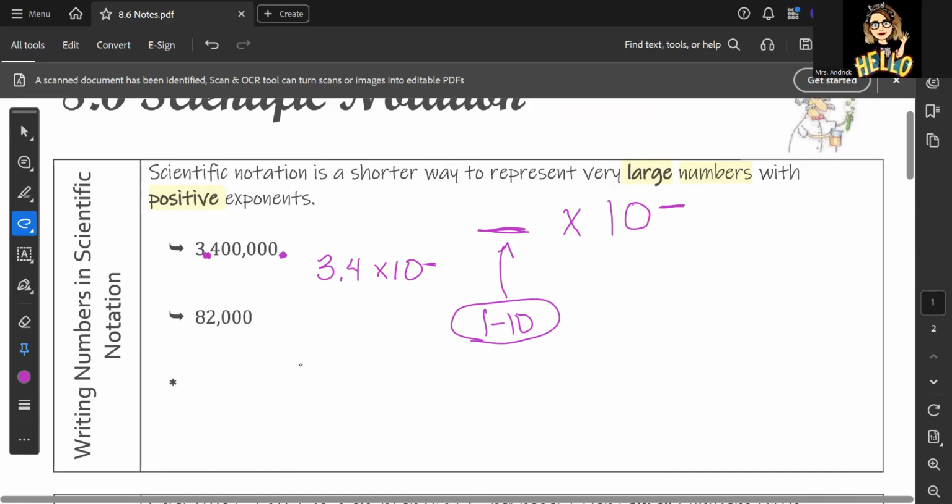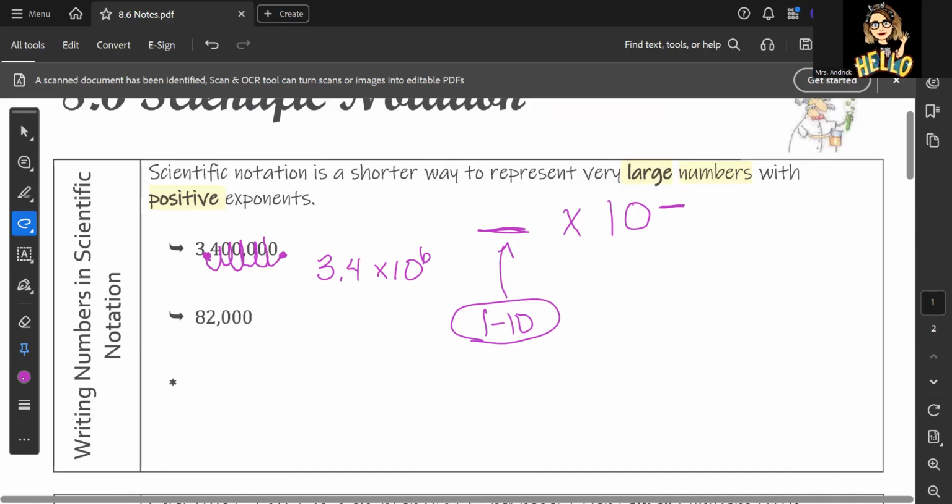That exponent comes from how many times we moved the decimal place. Well, my decimal place started here, so I moved it 1, 2, 3, 4, 5, 6 times. So if I move my decimal 6 times, then it's to the power of 6.